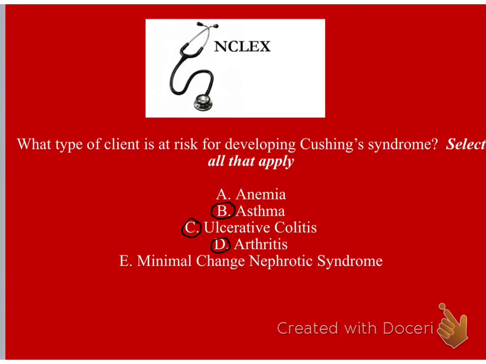So, I already told you the answer, but what client is at risk for developing Cushing's syndrome? Anemia, asthma because of the steroids, also colitis because of the steroids, arthritis because of the steroids, minimal change in nephrotic syndrome.